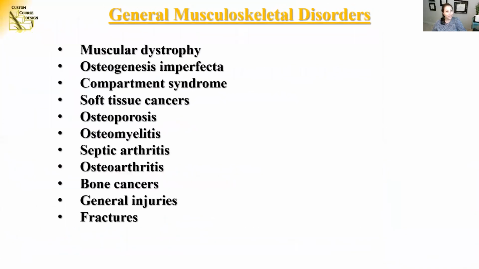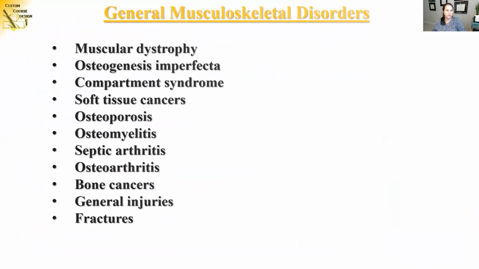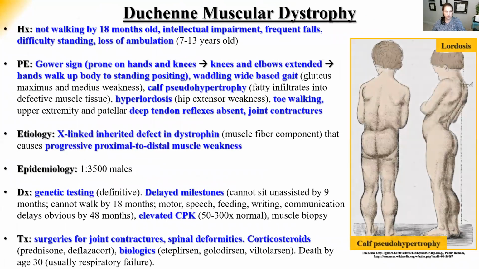That's all of our rheumatologic disorders. So we're going to move on to our general musculoskeletal disorders. And we're going to start out with muscular dystrophy. This is an X-linked disorder, so we know it's much more common in males. It's a defect in dystrophin, which is a component of normal muscular fiber. So they have a defective dystrophin. This causes progressive proximal to distal muscle weakness.